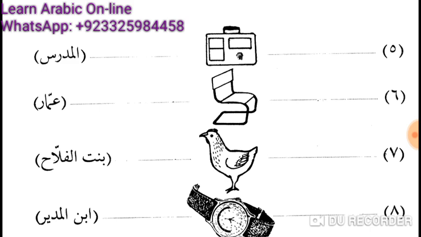Liman hadhihi al-dajajah? Hadhihi al-dajajah. Liman hadhihi? Yes, al-dajajah. Hadhihi dajajah li bint al-falahi. This chicken belongs to the daughter of the farmer. Yeah, this chicken belongs to the daughter of the farmer. Okay.